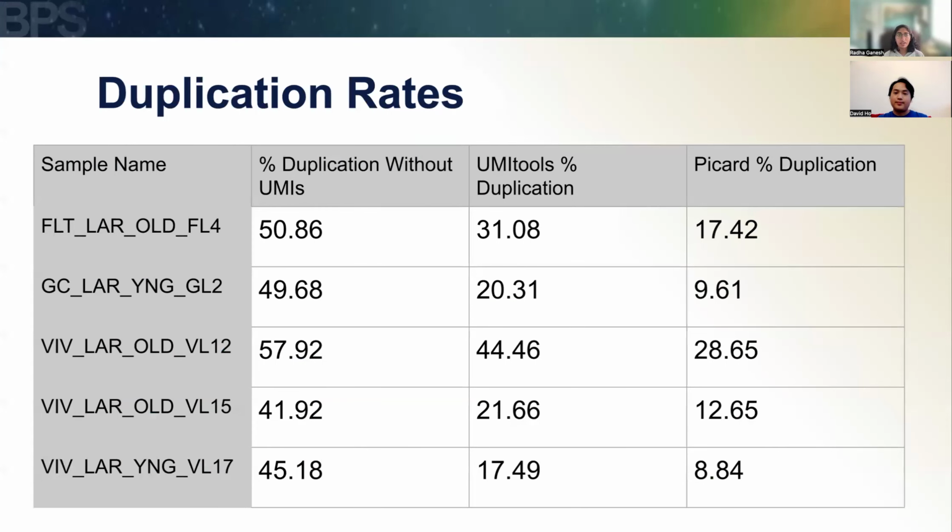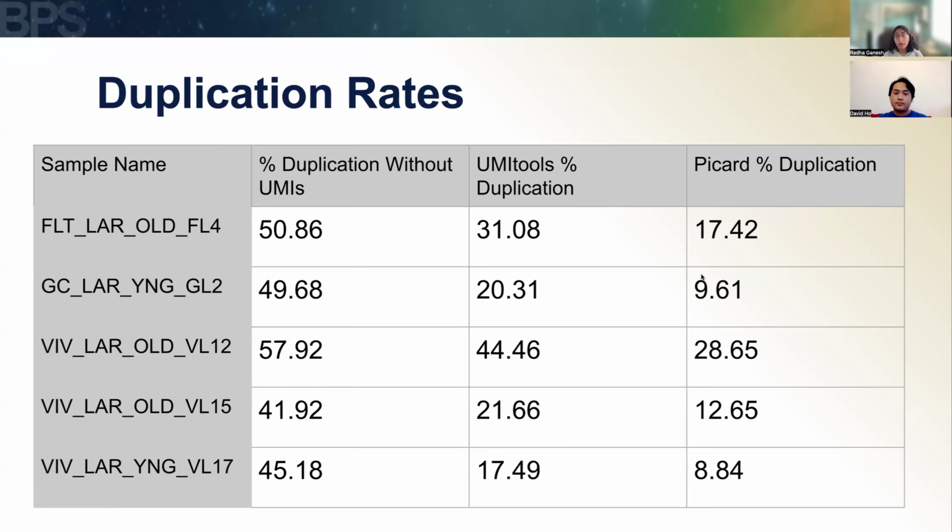So for the results, here is a table showing the duplication rates of a few samples without UMIs, and then with our tools, UMI-tools and Picard. One thing to note is how the duplication rates without UMIs is significantly higher than the duplication rates of UMI-tools and Picard. This is likely because the duplication rate without UMIs was measured using only the alignment position. This means that this duplication rate probably includes both biological and technical duplicates.